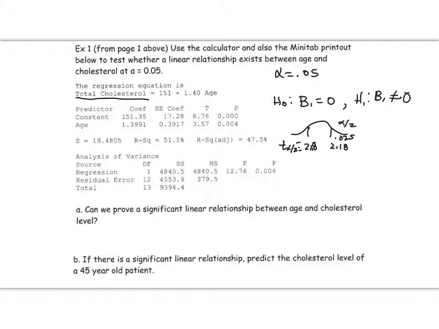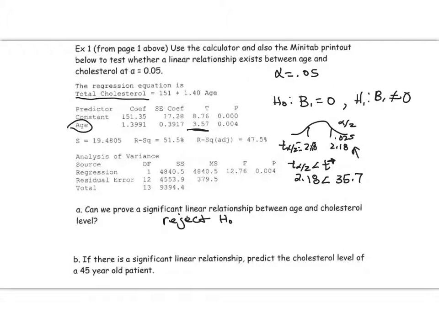Okay, now on this printout, if I look at the slope, that's times the age, my t-value is 3.57. 3.57 is to the right of 2.18. So 2.18, this is my t alpha over 2. T alpha over 2 is less than my critical value. 2.18 is less than 3.57. And in and of itself, we would reject our null hypothesis.